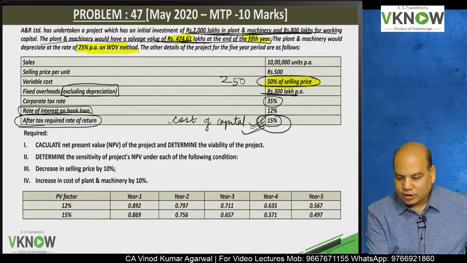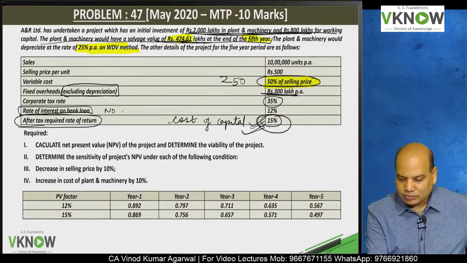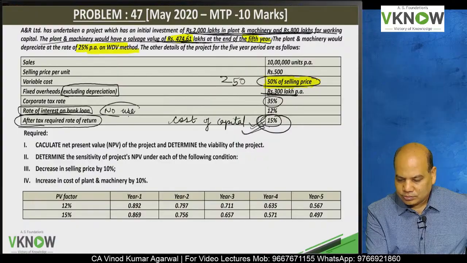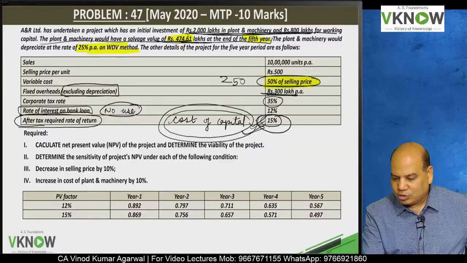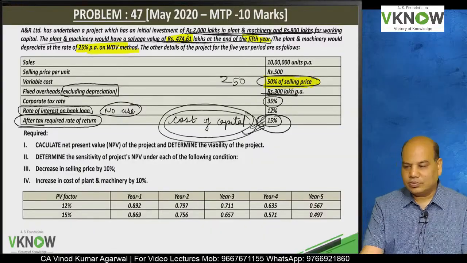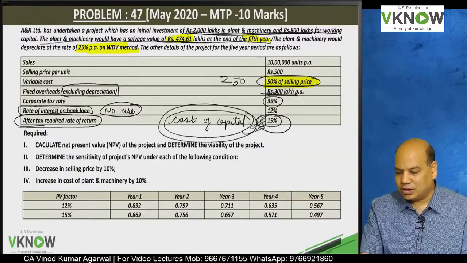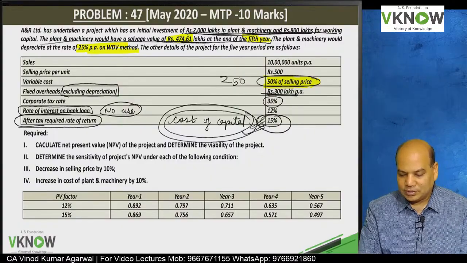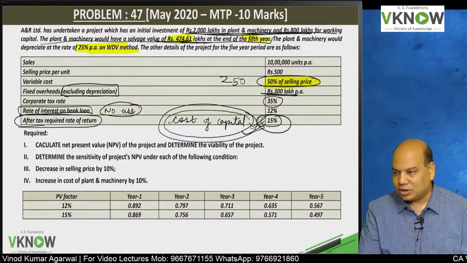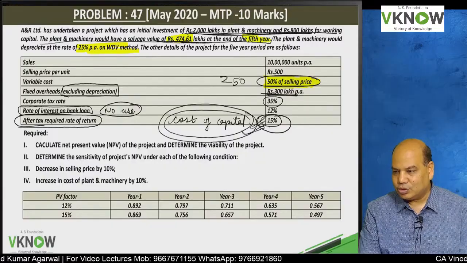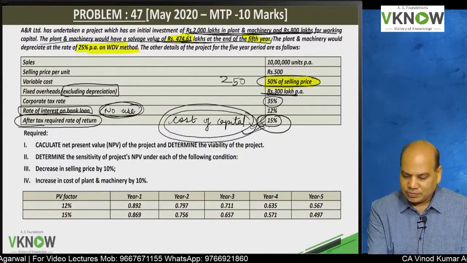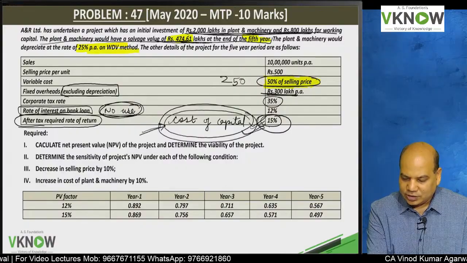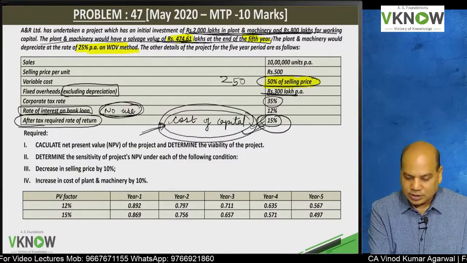What is the use of rate of interest on bank loan? No use, because capital budgeting is evaluated using cost of capital. So interest rate is not required. It is given to confuse you. Please mark it here, not required.